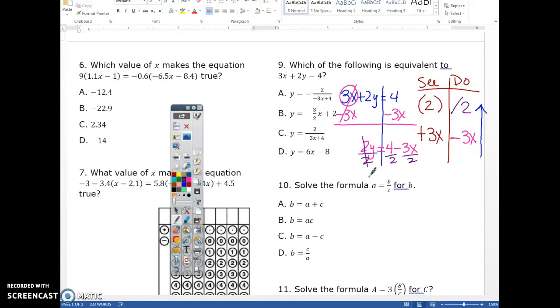Do you see that answer up there? No, so you have to actually divide. What's 4 divided by 2? 2. And what's -3 divided by 2?